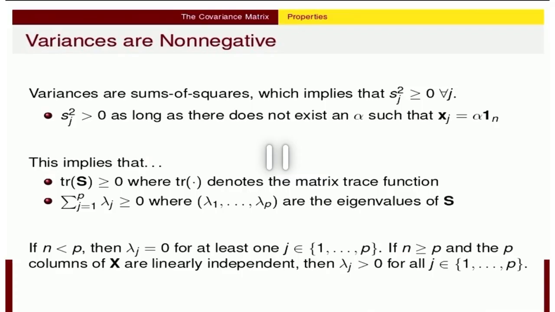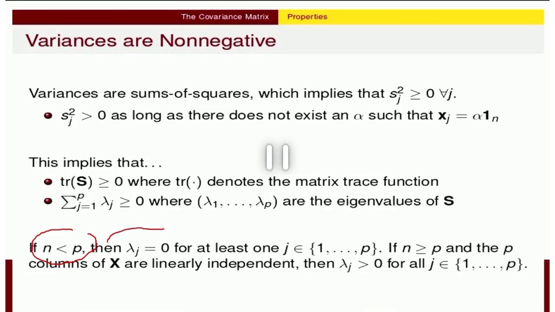If n is less than p, what is the meaning of that? When the number of rows is less than p, the number of columns, it means a situation where the number of observations is less than the number of features. Of course, we normally have this in big data. That would be a problem of high dimensional data, where the number of features is more than the number of observations.